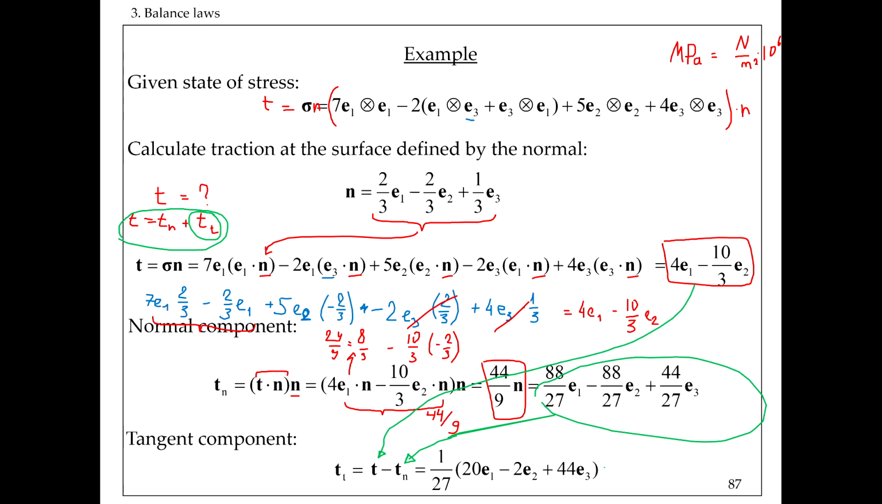All right, so that will be all for now. And then we'll continue with this to derive our localized form of the linear momentum balance.